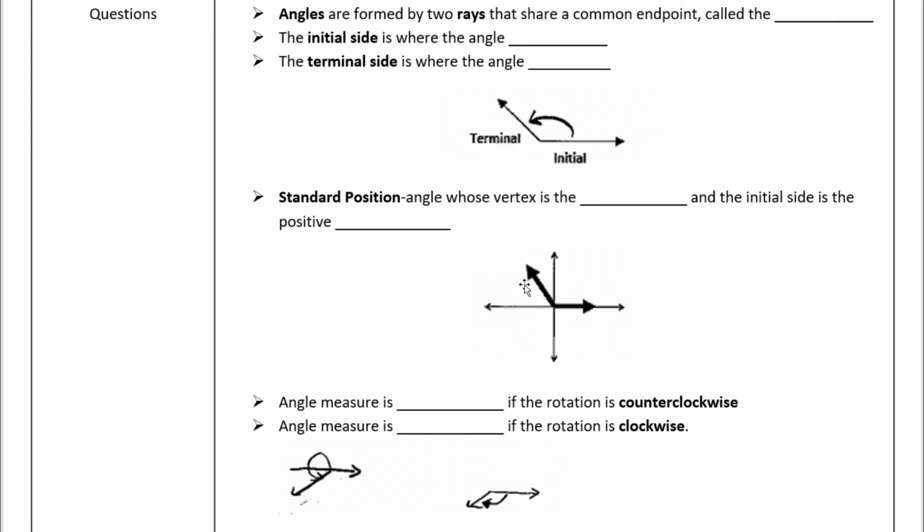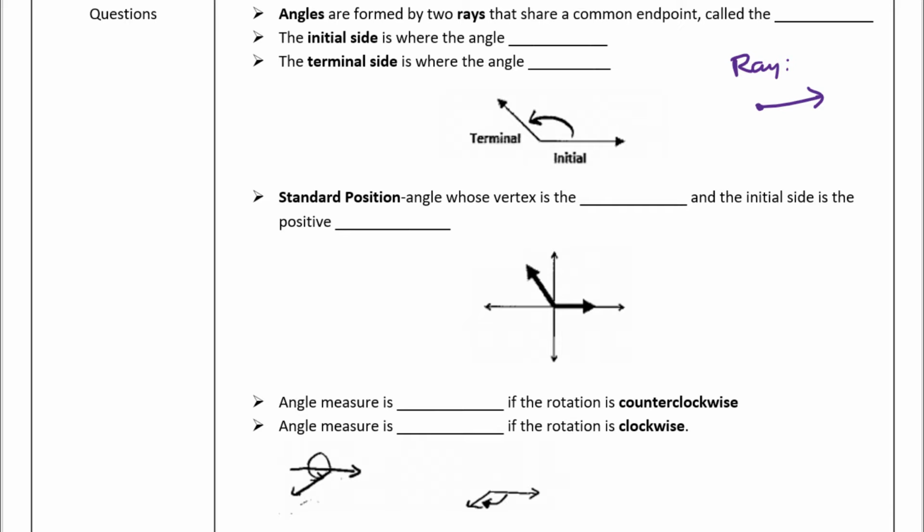An angle is formed by two rays. Remember, a ray is a point on one side and an arrow on the other. So basically it's an arrow. It has direction, and it only has one direction. This is the endpoint and that's the direction. So this is a ray.